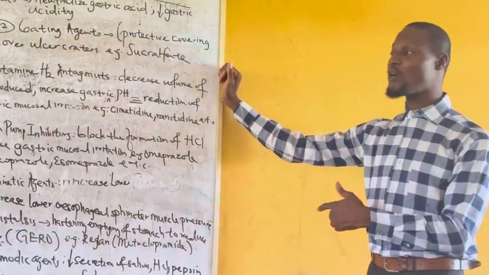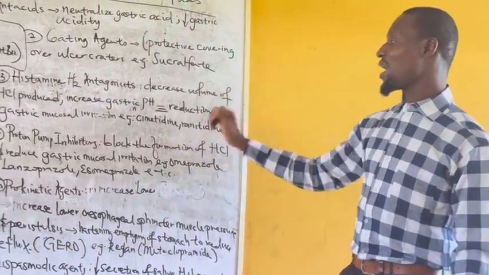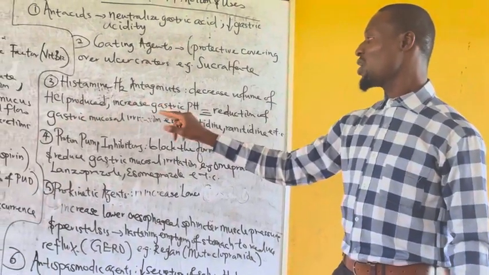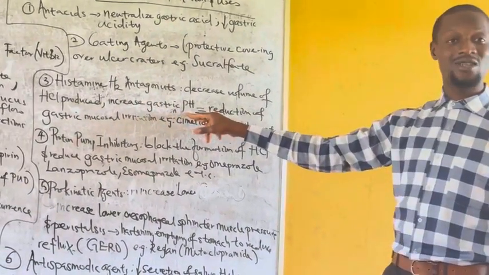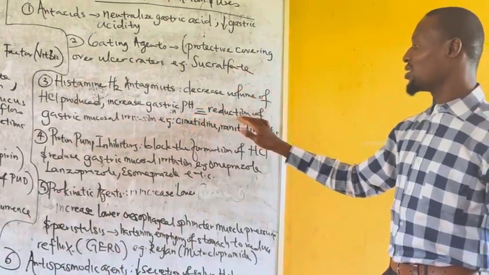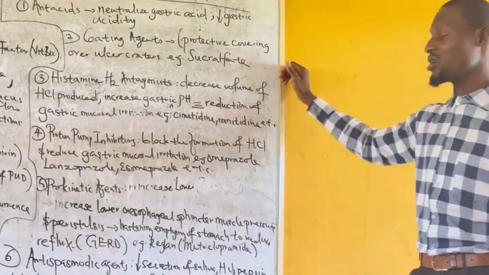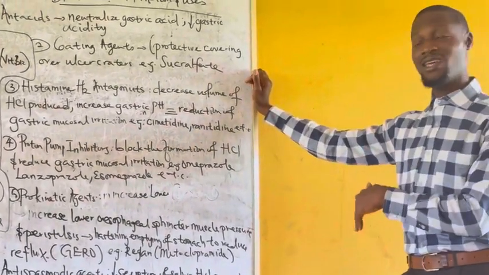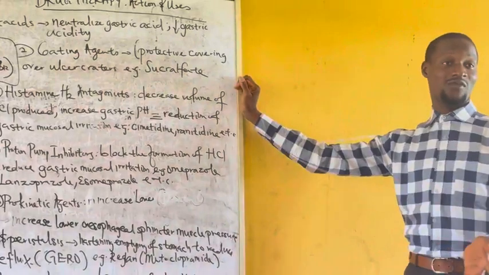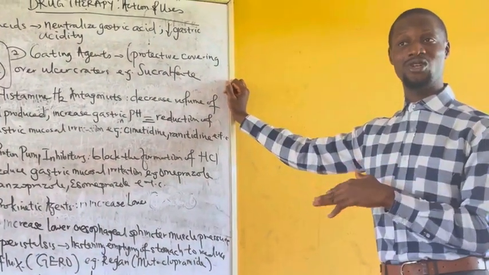So once you reduce volume, the stomach is expected to be what? Less acidic. Once you decrease the volume, the gastric pH would increase. That means it will rise. That is expected. This leads to reduction of gastric mucosal irritation. Some of these drugs are cimetidine, ranitidine. For example, we have famotidine, we have nizatidine. These are the 4 major drugs.